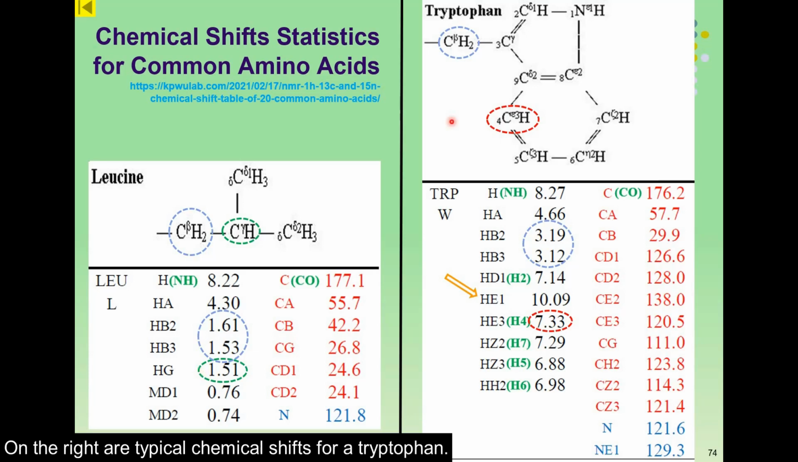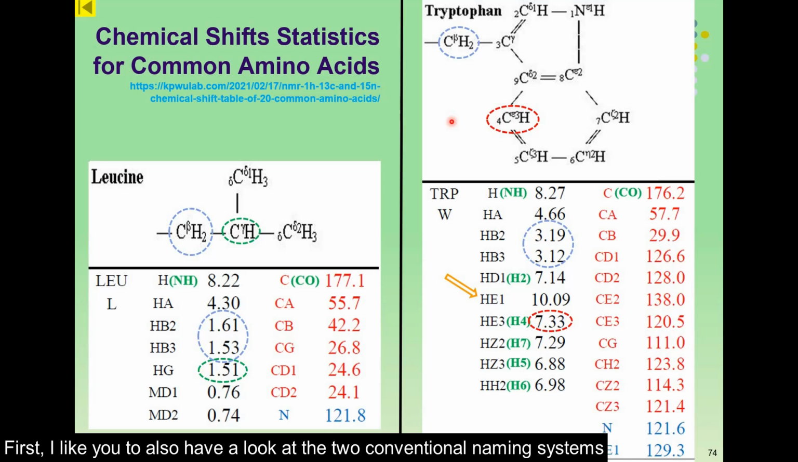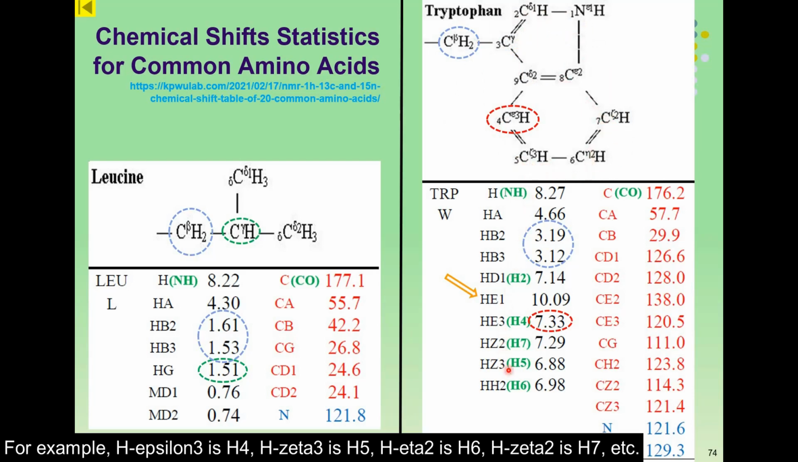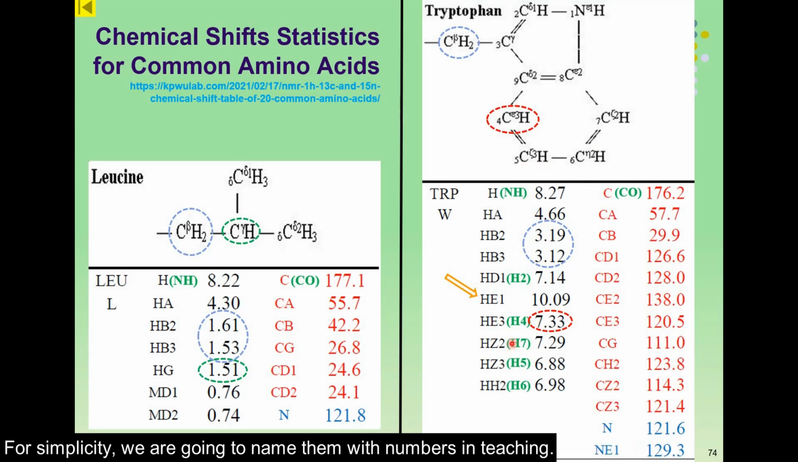On the right are typical chemical shifts for a tryptophan. First, I would like you to also have a look at the 2 conventional naming systems for tryptophan's ring elements. One is with the Greek alphabets in black, and the other one with numbers in green. For example, H epsilon 3 is H4, H zeta 3 is H5, H eta 2 is H6, H zeta 2 is H7, etc. For simplicity, we are going to name them with numbers in teaching.